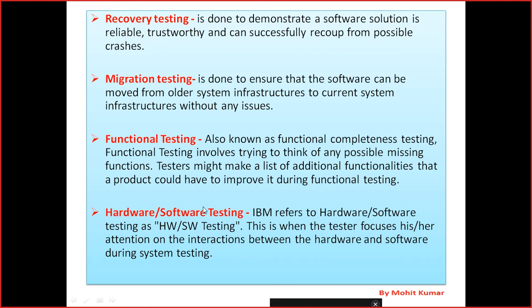And this is your hardware and software testing. Some companies look for hardware and software testing, because IBM refers to hardware and software testing. This is when the tester focuses attention on the interaction between the hardware and software. Hardware means your infrastructure. Infrastructure means your virtual machine, or if you are deploying the application in a different environment, they will also test the hardware.